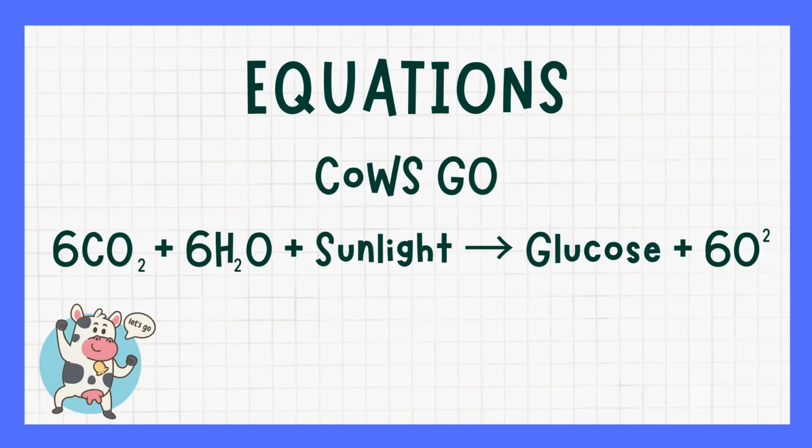All right, now that we're done with some of the evolution of photosynthesis, let's talk about the actual process. Photosynthesis is simply remembered by a simple phrase, "cows go." This means carbon dioxide plus water plus sunlight will equal glucose and oxygen. But how much of everything? This is actually pretty easy. It's 6 carbon dioxide, 6 water, and 6 oxygen. And sunlight you don't really quantify, and glucose will always be 1.